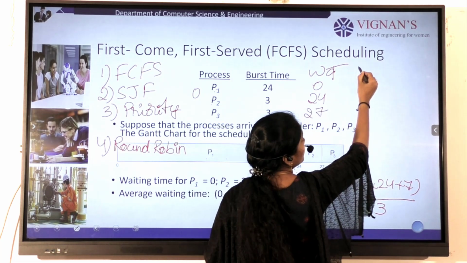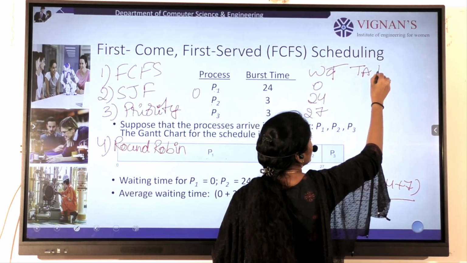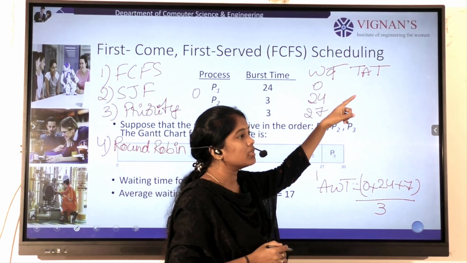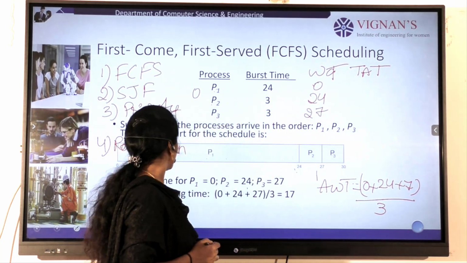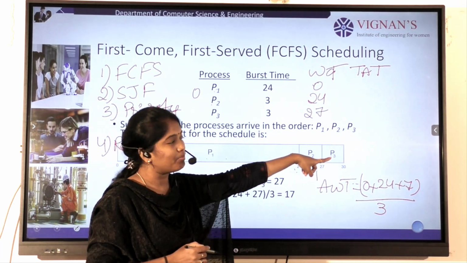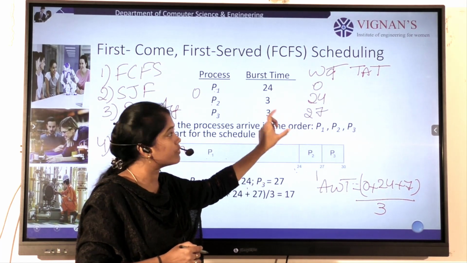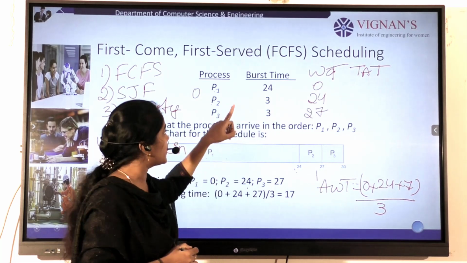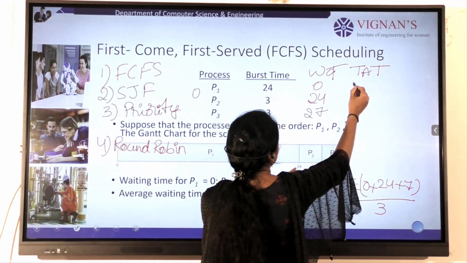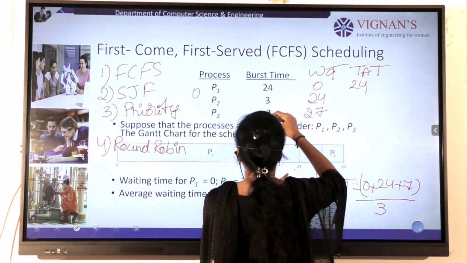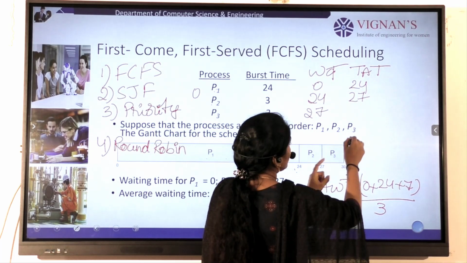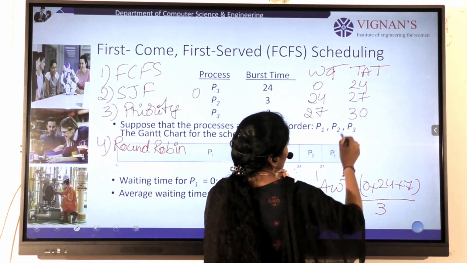And we also have to calculate the turnaround time, the total turnaround time. So the total turnaround time is nothing but the time starting from entering into execution until complete execution of that particular process. So the turnaround time for process P1 is 24 milliseconds, for process P2 it is 27 milliseconds, and for process P3 it is 30 milliseconds.